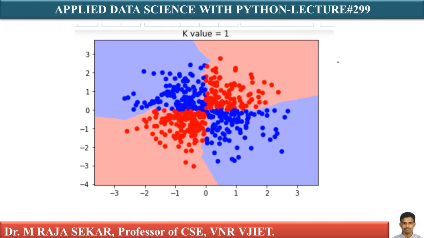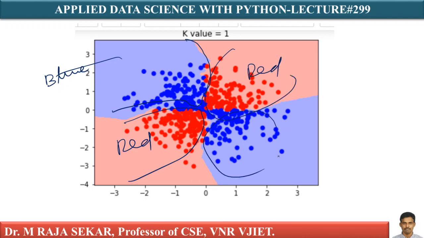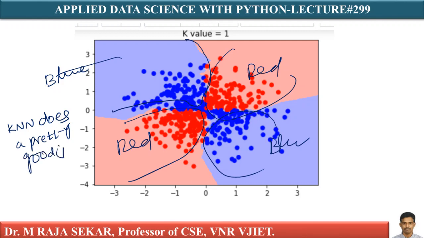If you observe carefully, KNN does a very good job of separating and saying that this whole region is blue, and this whole region is red. Again, this whole region is red, and this whole region is blue. It is separating nicely, isn't it? KNN does a pretty good job.